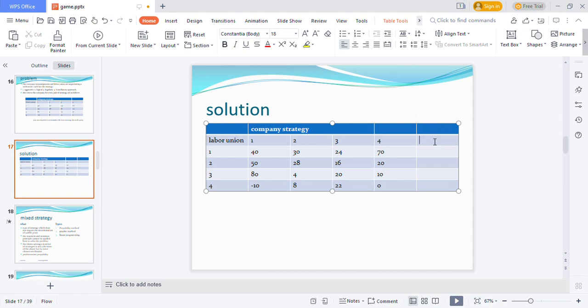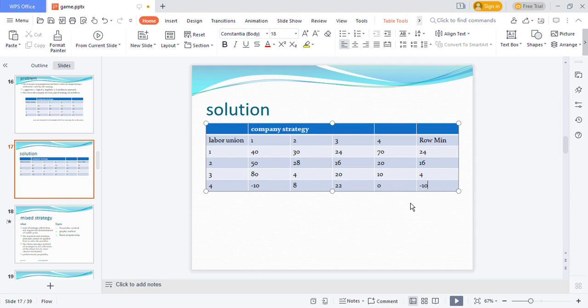So we need to get the row minimum. For labor union strategy 1, we have 40, 30, 24 and 70. Which is the minimum? 24 is the minimum. Strategy 2: 50, 28, 16, 20. 16 is the minimum value or payoff. Strategy 3 for labor union: 80, 4, 20 and 10. 4 is the minimum value. And then the final strategy, strategy 4: negative 10, 8, 22, 0. Negative 10 is the minimum value.